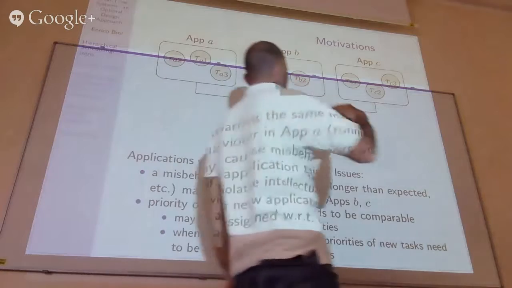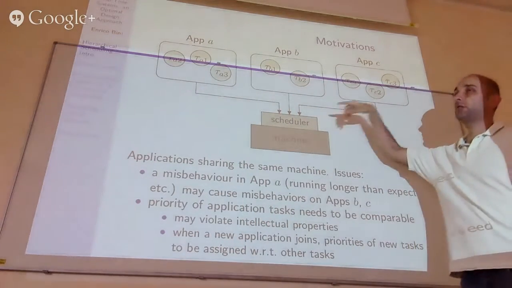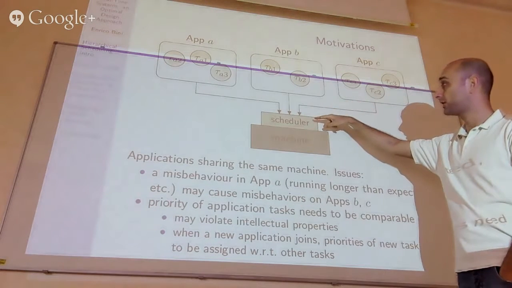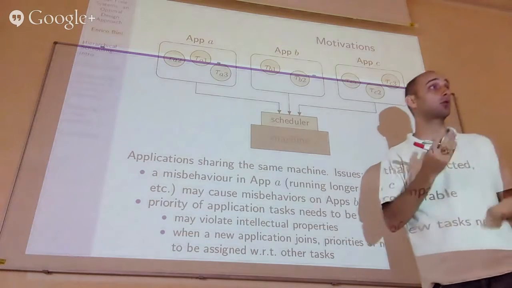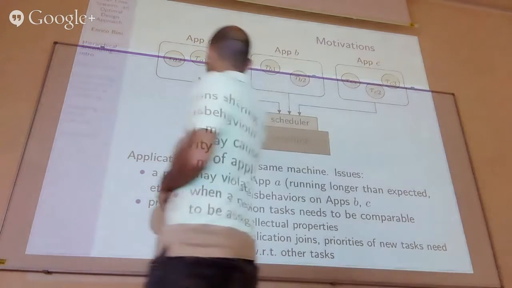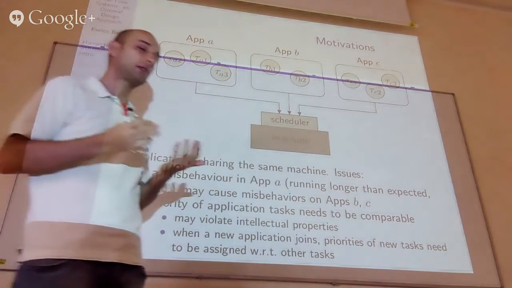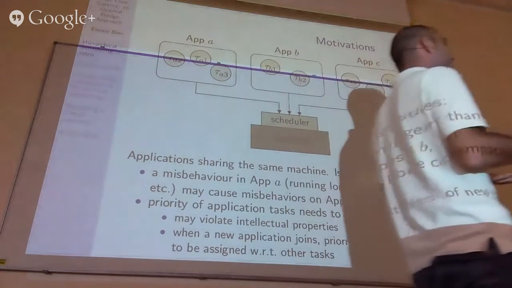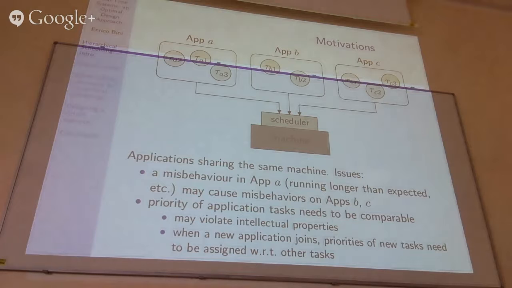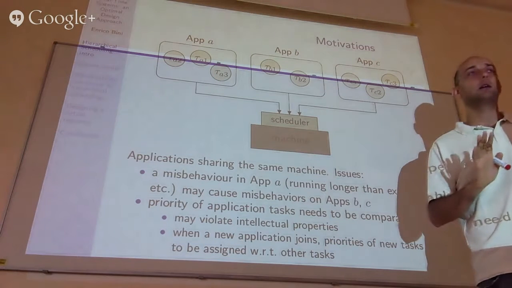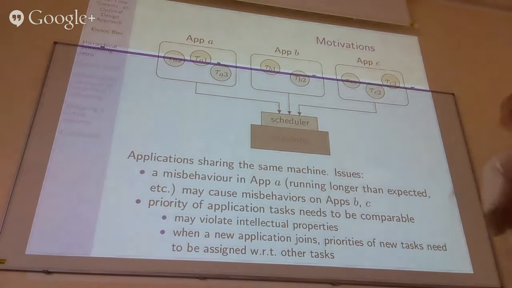Also, say this scheduler is fixed priority. When you assign priorities here, you have to compare the priorities of tasks belonging to different applications, which may not be so easy to do. How do you compare whether task 1 of application A needs a higher priority than task 1 of application B? These two applications may be different and hard to compare.